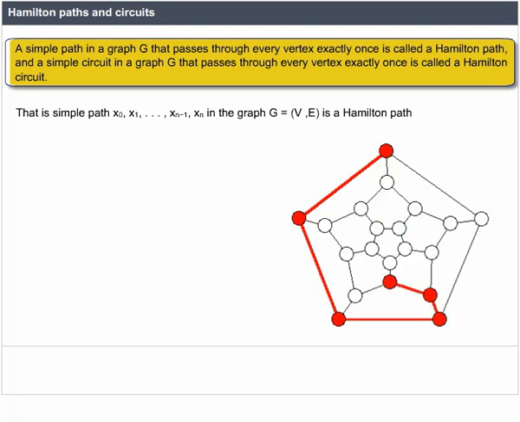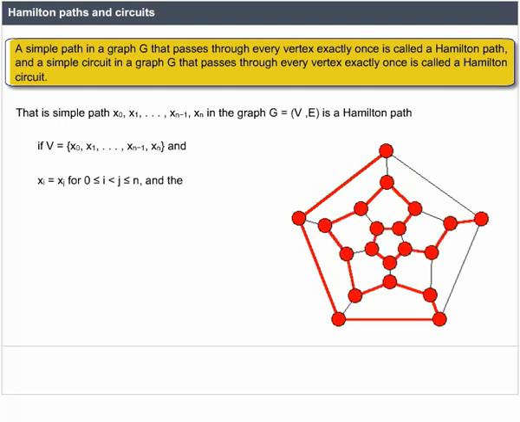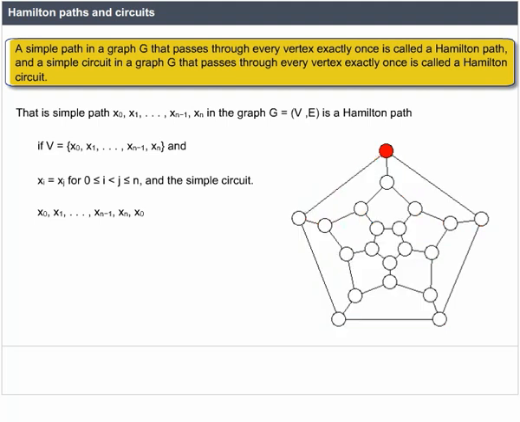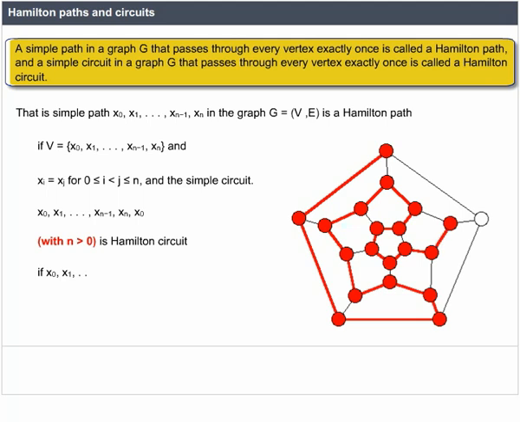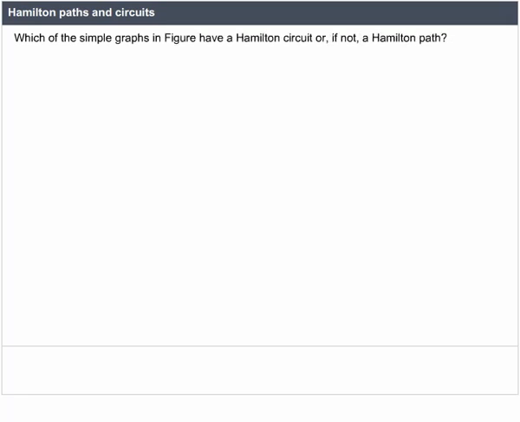If V = {x0, x1, ..., xn-1, xn} and xi ≠ xj for 0 ≤ i < j ≤ n, and the simple circuit x0, x1, ..., xn-1, xn, x0 with n > 0 is a Hamilton circuit. If x0, x1, ..., xn-1, xn is a Hamilton path, which of the simple graphs in the figure have a Hamilton circuit, or if not, a Hamilton path?